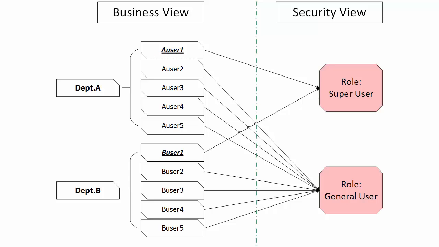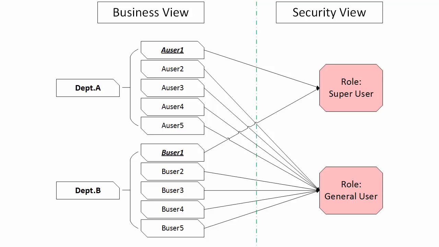In this video, you're going to learn how to create a role mapping rule. Look at this diagram. There's an enterprise. In business view, there are two departments, Department A and Department B, and there are 5 users for each department. Assuming that A user 1 and B user 1 are the head of the department.